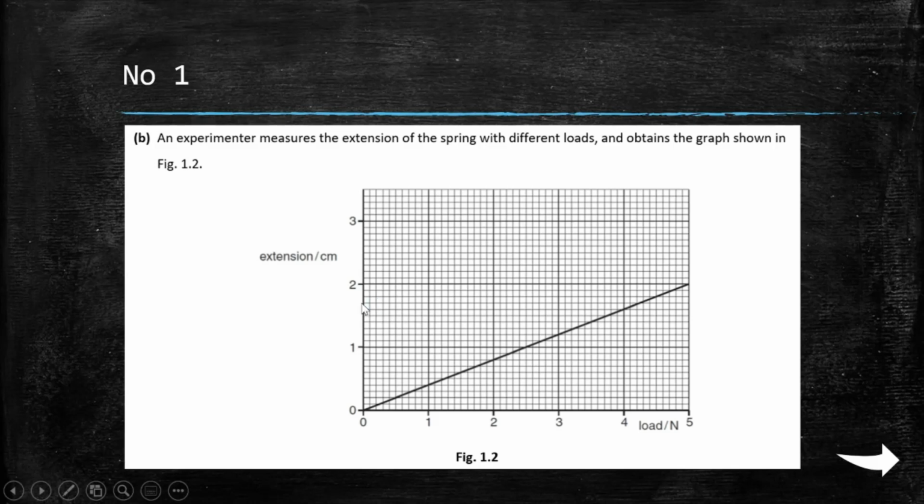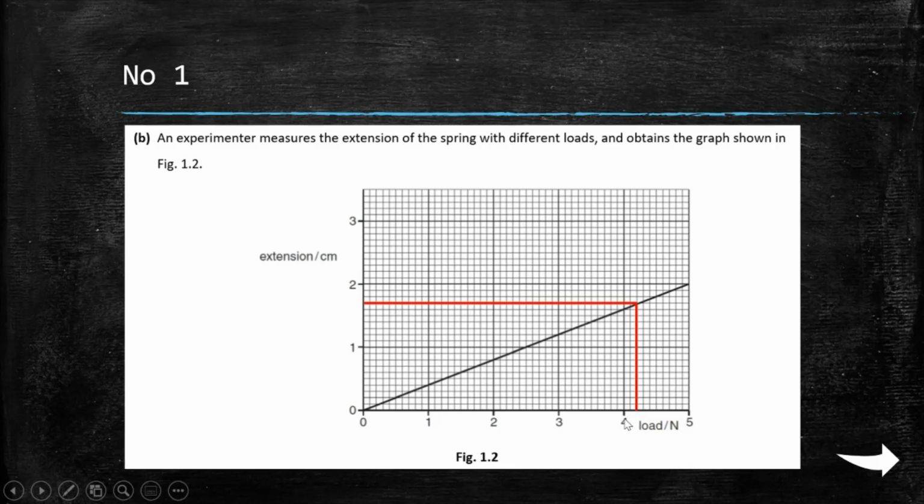Now, draw a horizontal line from the position of 1.7 centimeter extension until the line touches the line of the graph. We will get this line. After that, draw a vertical line from the point where the line of the graph and our horizontal line meet, downwards until it touches the x-axis. This is the line. The point where the vertical line meets the x-axis is the value of the load.